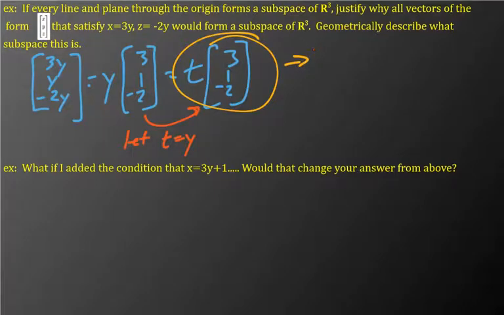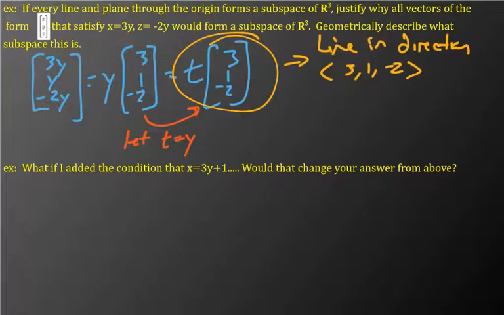And now you can look at this as truly just a line. A line in the direction of that vector 3, 1, negative 2, right? And since every line and plane through the origin forms a subspace, then that thing is a subspace of R3, right? And geometrically, it truly is just this. It's just the line through the origin, because there is also this plus 0 vector going on right here.